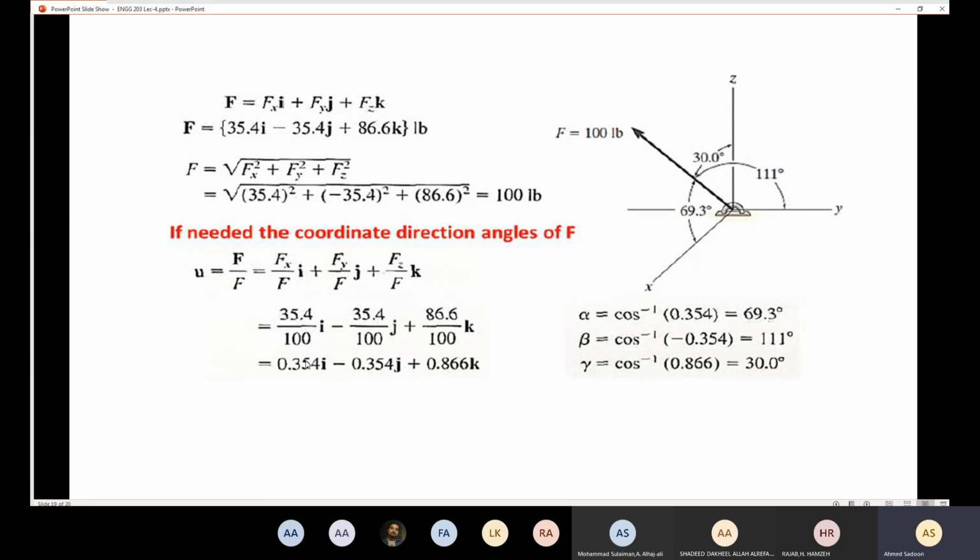So again, I will be able to calculate alpha and beta and gamma. Alpha equals the cosine inverse of this part. Beta equals the cosine inverse of that part. Don't forget to put the minus. And gamma equals the cosine inverse of that part. So now I have alpha, which is here, I have beta, which is here, and I have gamma, which is here. And now I have finished the example. If you have any questions, please ask me. I'm here to make it clear for you.